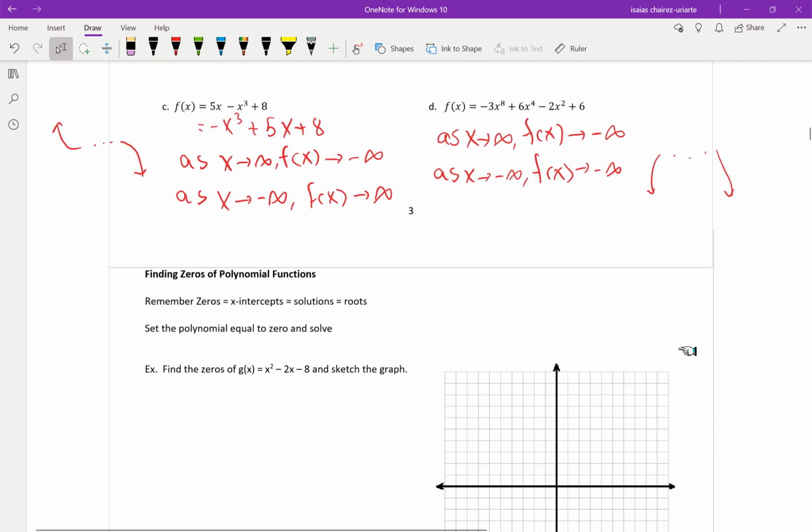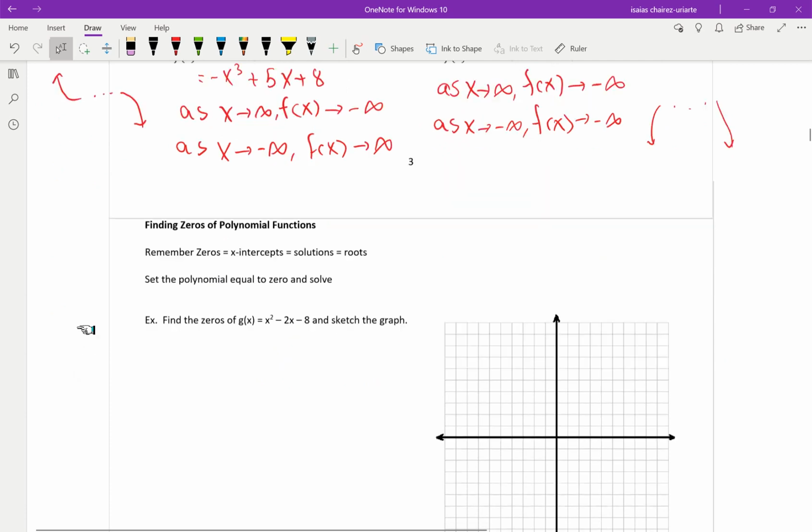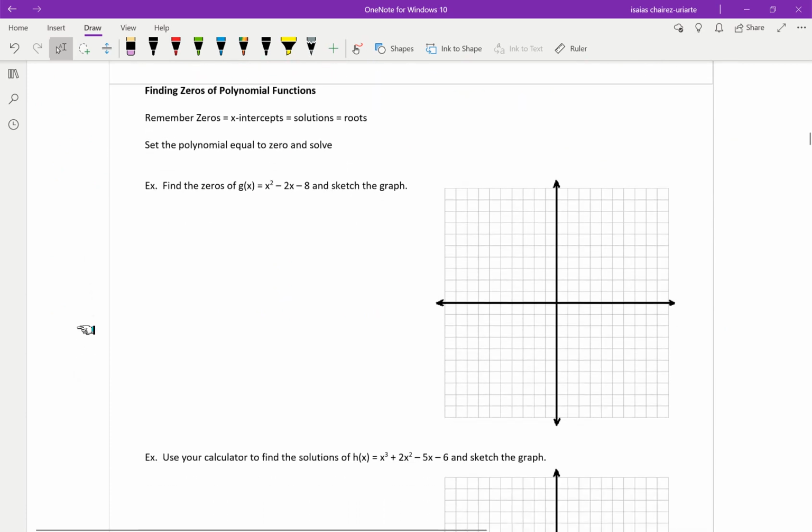And in order to determine what happens in the middle of my graph, we are definitely going to have to think about factoring polynomials or finding x-intercepts. So that's what the next thing is about. We need to find the zeros of polynomial functions. And zeros, well, they're just x-intercepts, or sometimes they're also called roots or solutions.